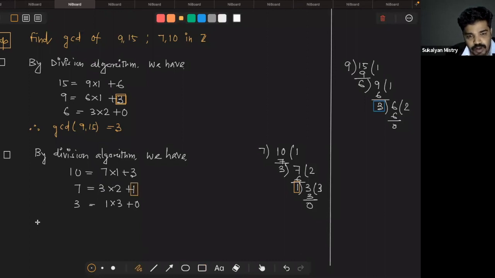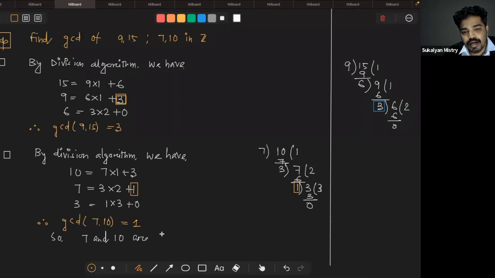So therefore GCD of 7 and 10 will be 1. That is 7 and 10 are relatively prime. So from this we conclude that 7 and 10 are relatively prime or co-prime, relative prime or co-prime or prime to each other. Okay, so I think clear.